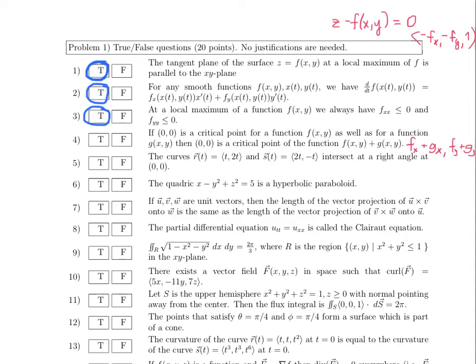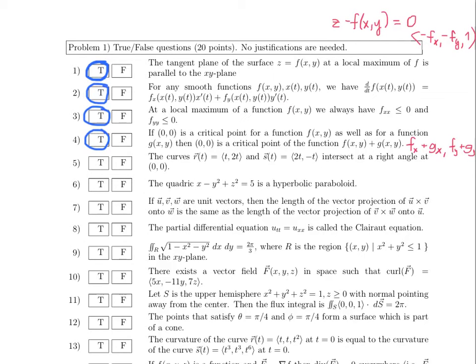We already know that each of these partials is equal to 0 because the origin is a critical point for both the function f and the function g. So this means that the sum of the partials will also be 0. So that means that the origin is also a critical point of the function f plus g.